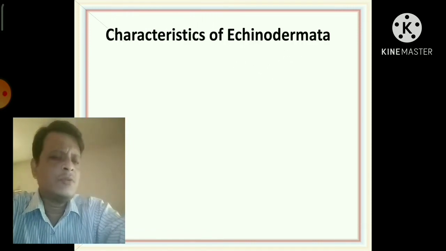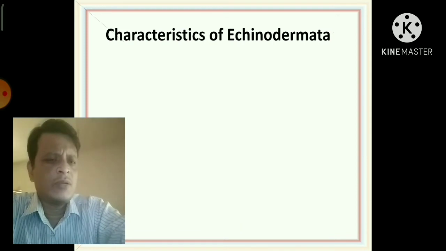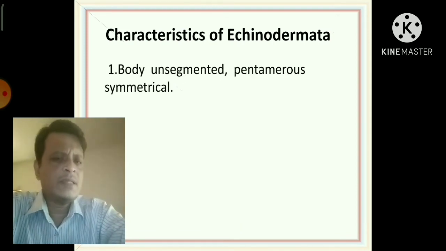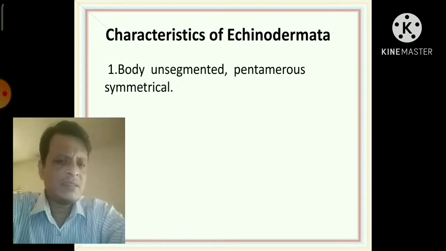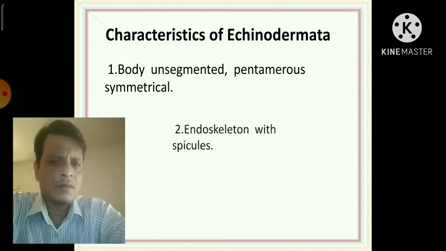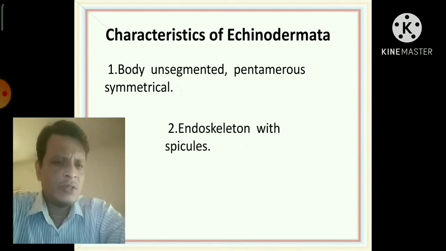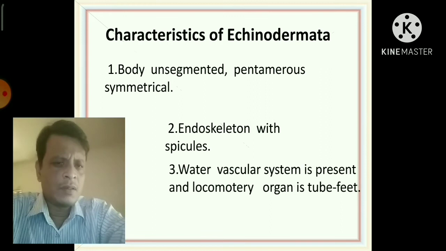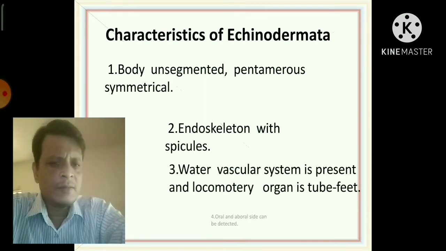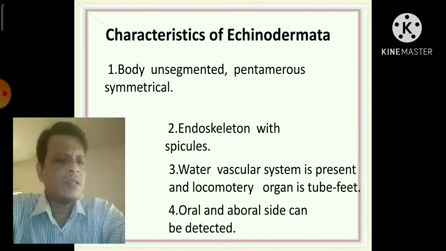Now let's discuss some of the important characteristic features of the Echinodermata. The body is unsegmented, pentamerous symmetrical. Exoskeleton, endoskeleton with spicule. Water vascular system is present and the locomotor organ is tube feet. And the oral and aboral sides can be detected.